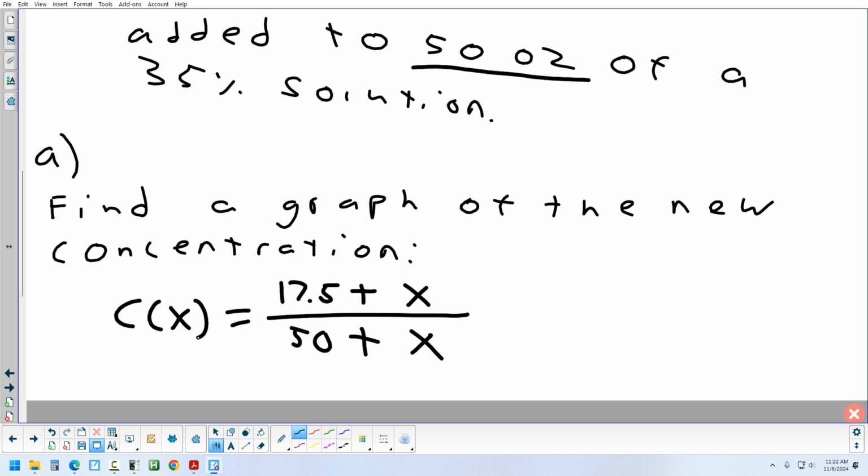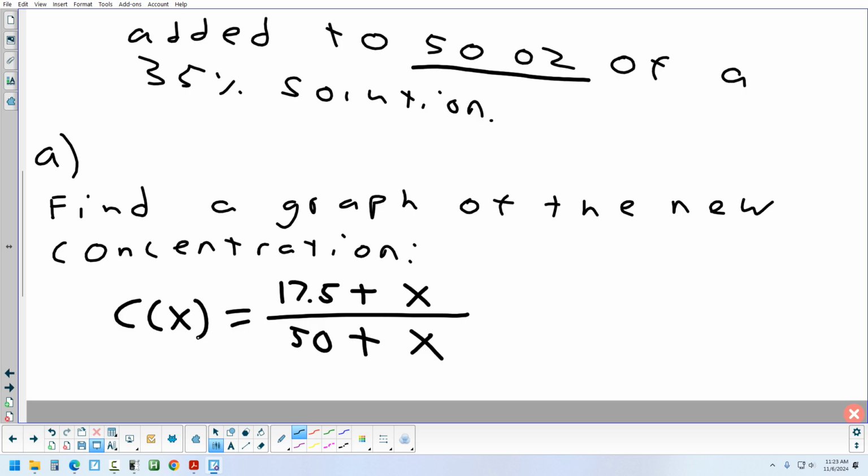Now, what will the concentration approach as you continue to add acid? Well, what's the highest possible concentration you could ever have of a solution if it was pure? 100. That's the highest concentration you can have.